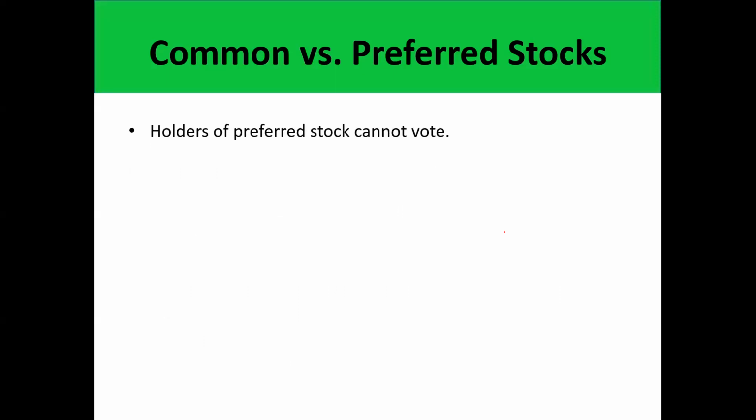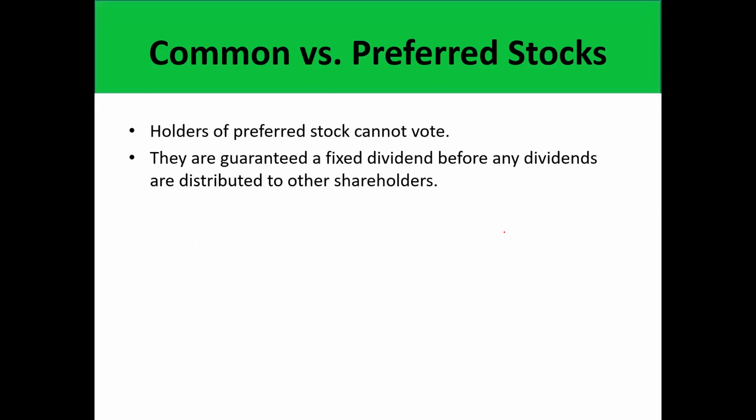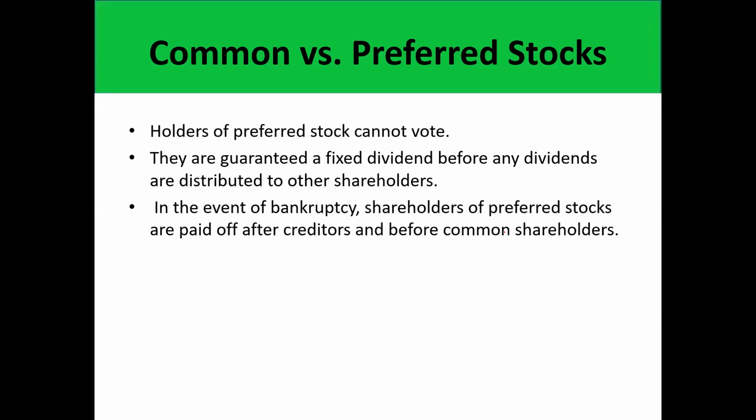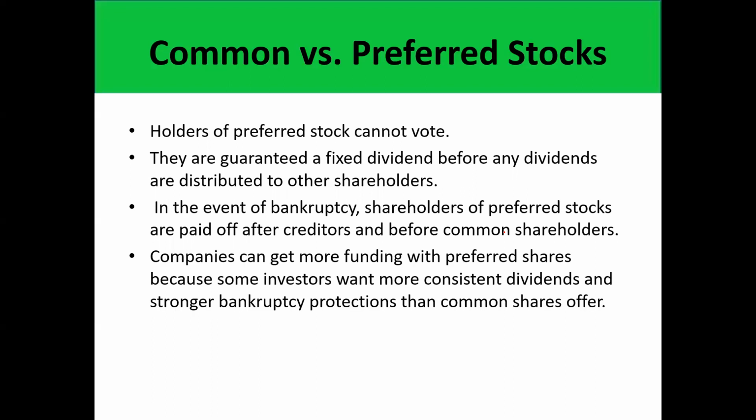For preferred stocks, the holders of preferred stock cannot vote, but they are guaranteed a fixed dividend before any dividends are distributed to other shareholders. And in the event of bankruptcy, shareholders of preferred stocks are paid off after creditors and before common shareholders, just like what I said earlier.